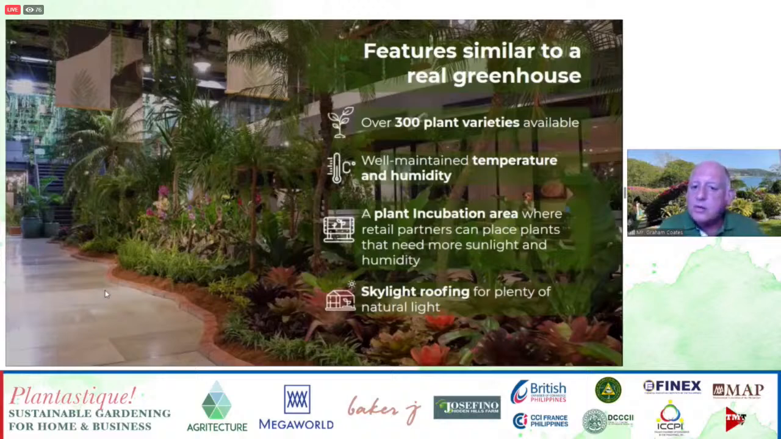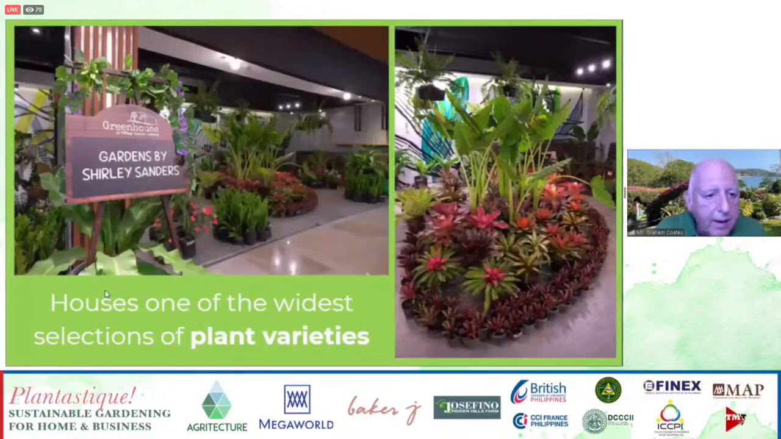We have 300 different plant varieties. They're all maintained to the correct temperature and humidity. We actually have special areas for plants to go into to get more sunlight. And in this building, we're actually creating a real skylight roofing that will add to the natural light and ventilation for all the plants there. So we really thought about it.